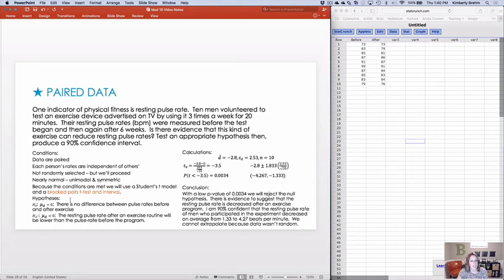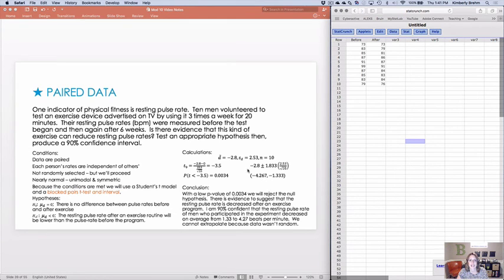I check the rest of the conditions and say the conditions are met. We'll use a student's t-model and a blocked pairs t-test and interval. The hypotheses: the mean of the differences is 0, meaning it's the same heart rate before and after, or pulse rate. And then for this one, I said the mean of differences was less than 0 because I was saying that the rate after an exercise routine will be lower than the pulse rate before. Now, of course, that means I have to subtract in the proper order. If I did it the other way around, I could say that the differences would be greater than 0. It just depends on which order you're going to subtract.